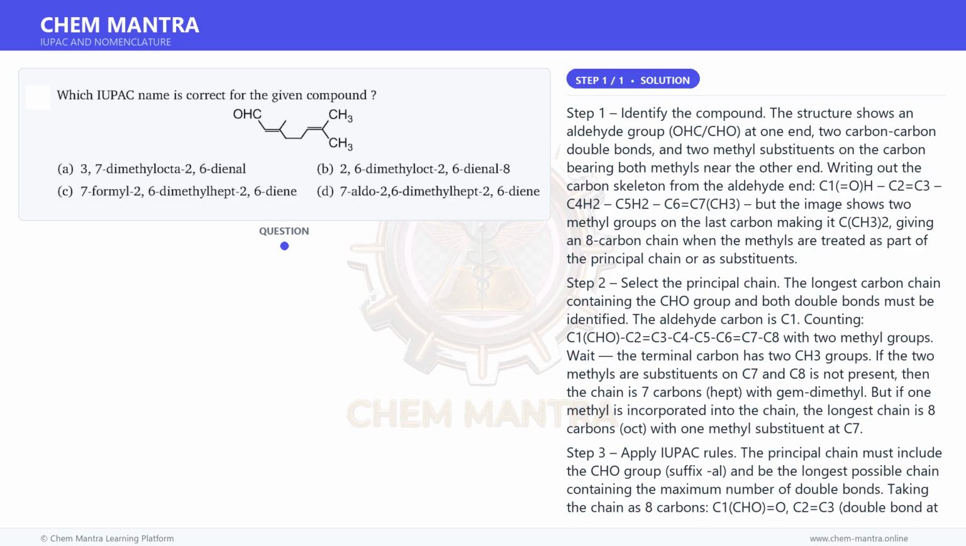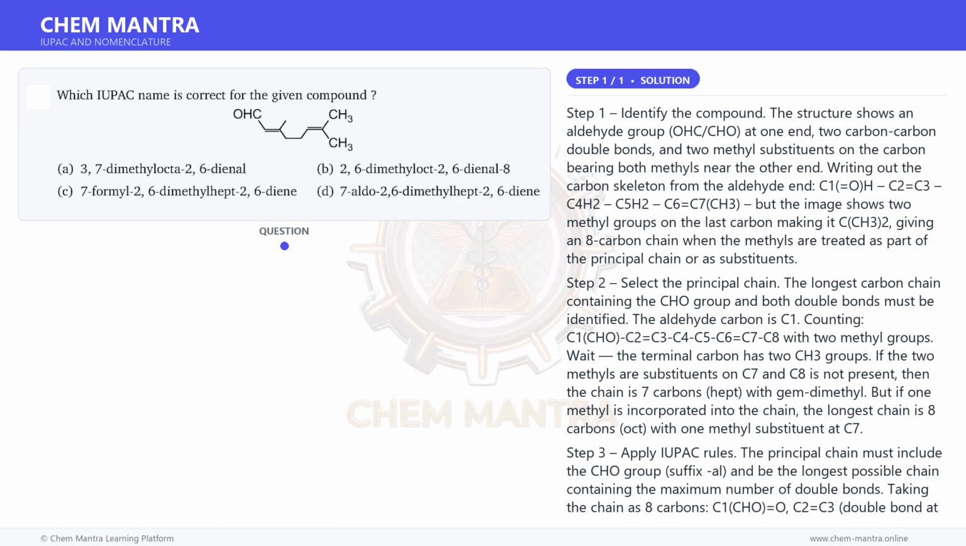The structure shows an aldehyde group, CHO, at one end, 2 carbon-carbon double bonds, and 2 methyl substituents on the carbon bearing both methyls near the other end. Writing out the carbon skeleton from the aldehyde end, C1 is CH=O, C2 is equal to C3, C4H2, C5H2, C6 is equal to C7, CH3. But the image shows 2 methyl groups on the last carbon, making it CH3, 2, giving an 8-carbon chain when the methyls are treated as part of the principal chain or as substituents.